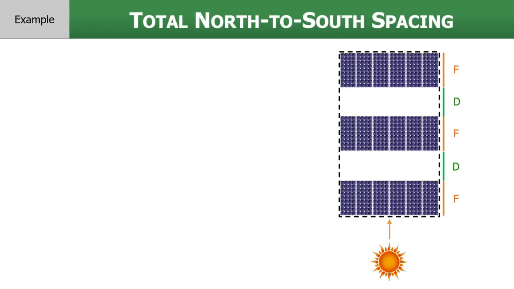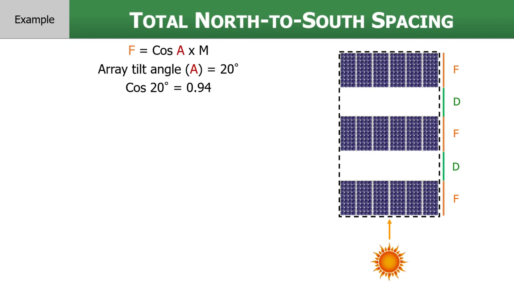Let's go through an example here. The footprint equals cosine A times the module length. In this case, our array tilt angle was 20 degrees. Cosine 20 degrees equals 0.94, and our module length, or M, was equal to 6 feet. So F equals 0.94 times 6 feet. So the one row's footprint is 5 feet 8 inches long. Again, that's represented by F.